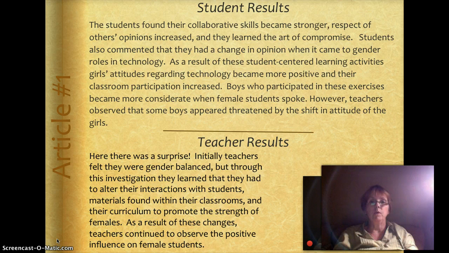However, teachers observed that some boys appeared threatened by the shift in attitude of the girls. Teacher results. Here there was a surprise. Initially, teachers felt they were gender balanced. But through this investigation, they learned that they had to alter their interactions with students, materials found within their classrooms, and their curriculum to promote and strengthen that of females. As a result of these changes, teachers continued to observe the positive influence on female students.